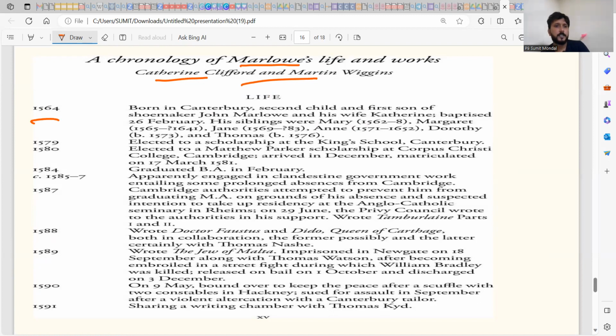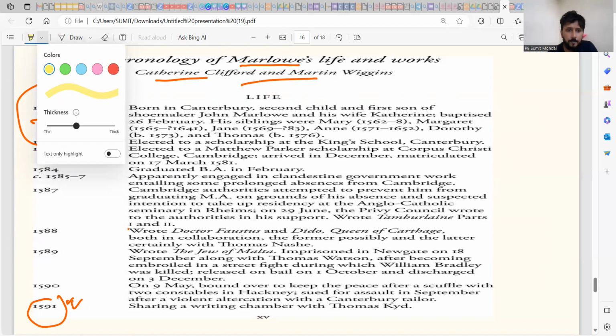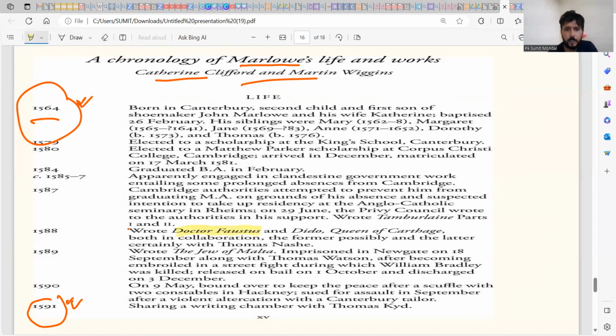Marlowe's life: it is here, 1564 when he was born, and 1591. Okay. The end. And see, let me just tell you the important information. Yes, 1588, very important. Let me mark it like this. 1588, he wrote Dr. Faustus. Faust is a very legendary character. You can find it being played by Goethe. Goethe also wrote about Faust. But see, Marlowe is the one who actually brought Faust for the first time into play, drama.